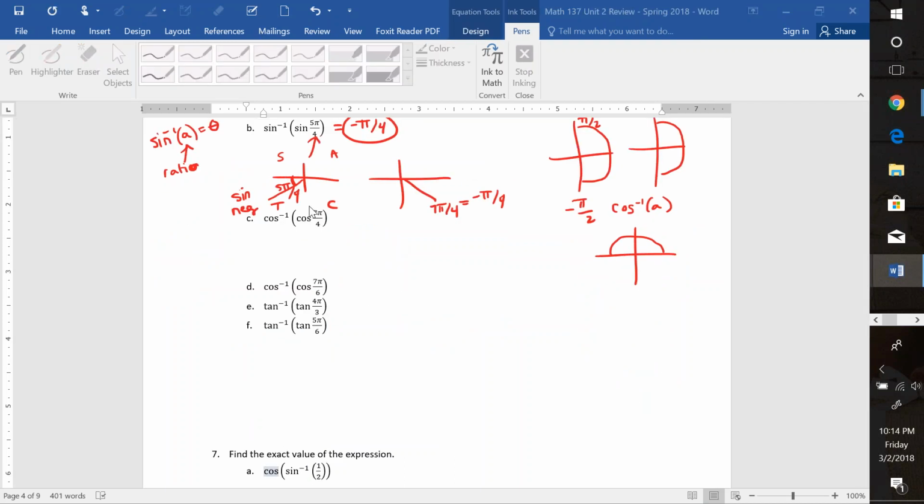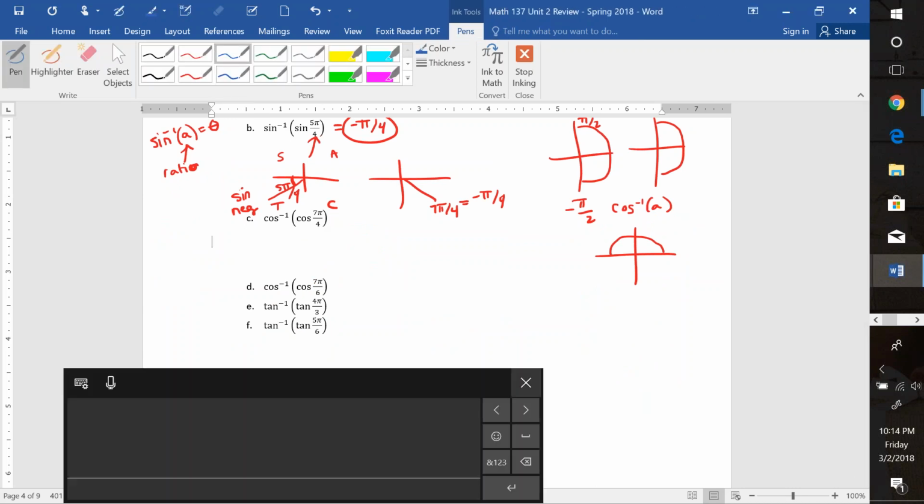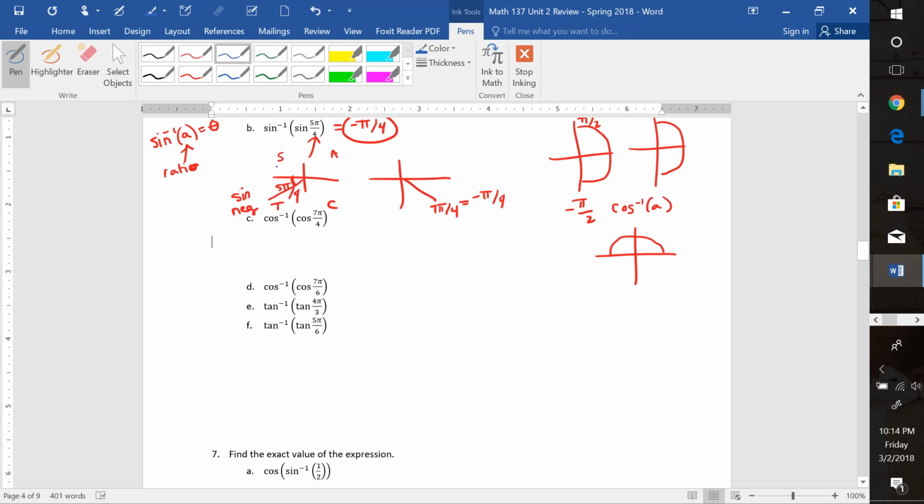Okay, so let's do this one: cosine inverse of cosine 7 pi over 4. For this, first of all, for the inverse, cosine is going to have to be in quad 1 or 2. So we're going to have to figure out, first of all, where's the angle they gave us? 7 pi over 4 is down here, almost 8 pi over 4, so it's in quad 4. And that would be a pi over 4, or 45-degree, reference angle.